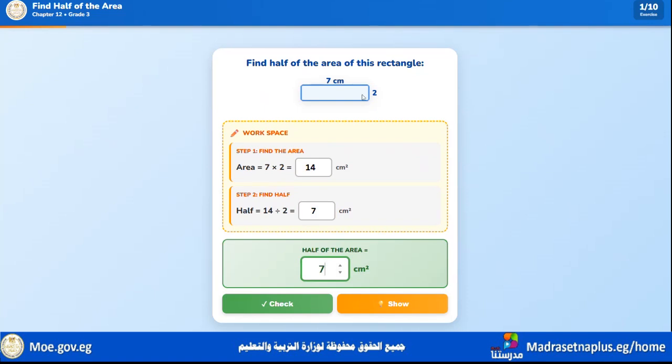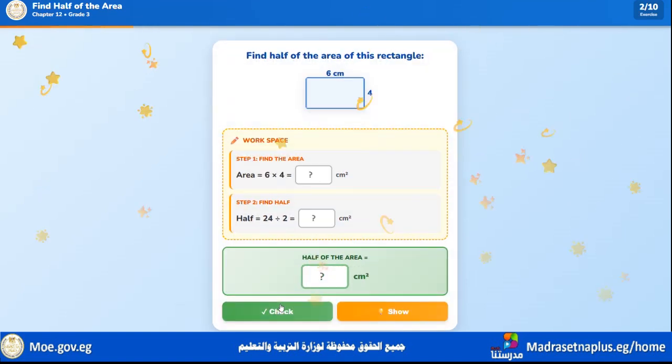I can draw a line here. You can split it into 2. So you can split this rectangle into 2 rectangles, one of them 7 by 1, and the other 7 by 1. It's up to you. You can divide the width, or you can divide the length, or you can get the area later and divide this area by 2, or find its half.